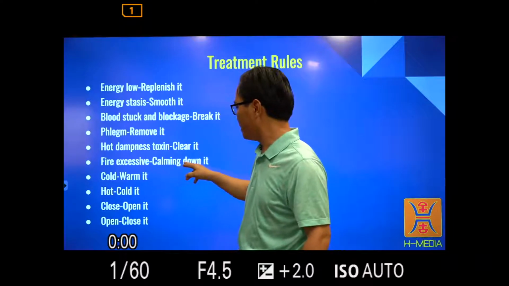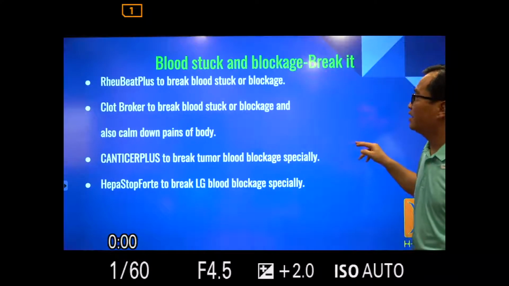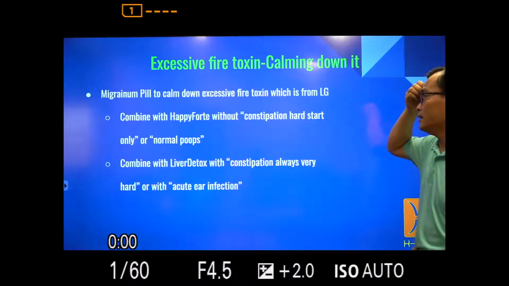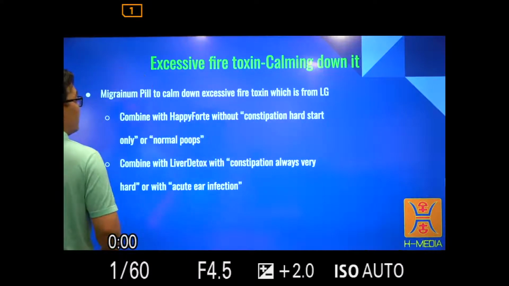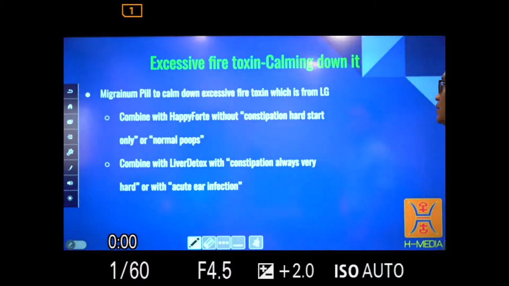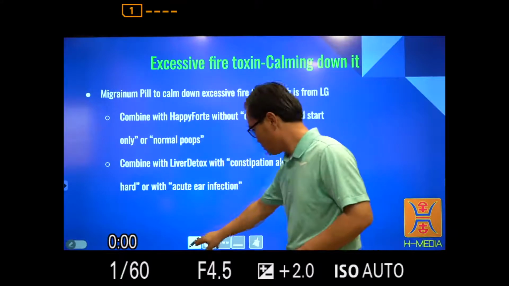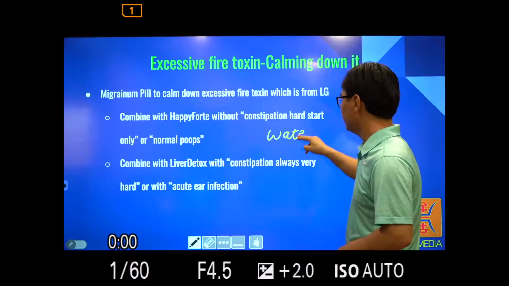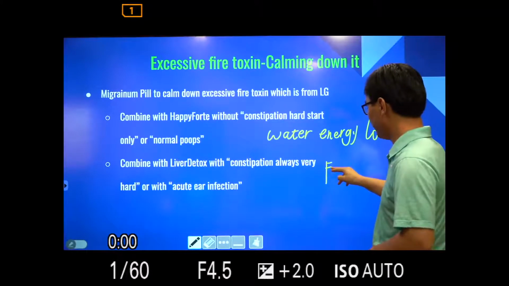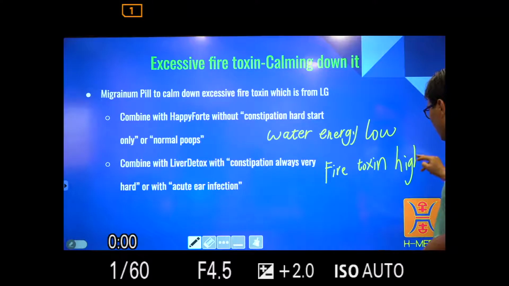So, fire excessive, we bring it down. Let's go to that page. In the blood stasis and hot toxin we have explained. So today we will explain excessive fire toxin, bringing it down. As we understand, if the water energy is low, the fire toxin may be high.